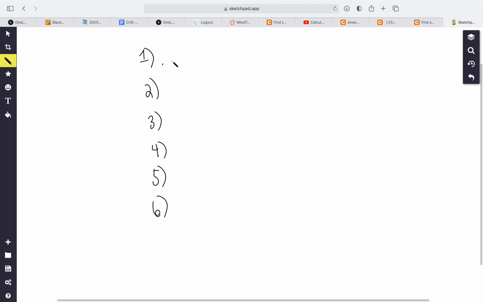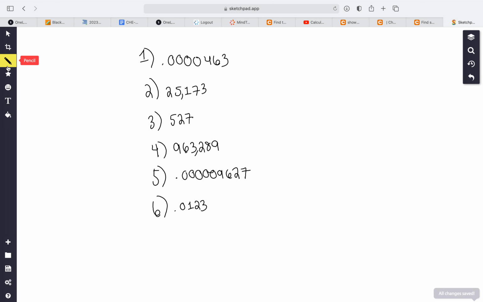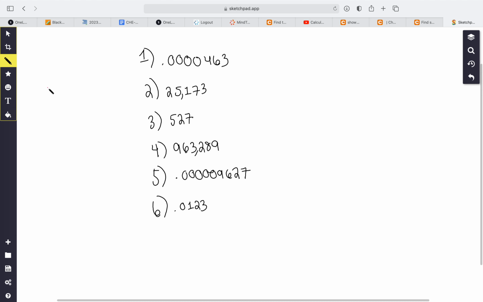Okay, so I'm going to be writing out some numbers. 4, 6, 3, 2, 5, 1, 7, 3, boom. We'll do 527, 963, 289. Oh, that was a big variety of numbers there. I'm proud of myself for that one. So if you guys would like to pause the video, try these out yourself, and then we will be checking them in 5, 4, 3, 2, 1.